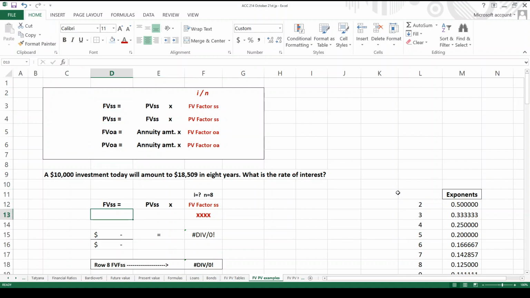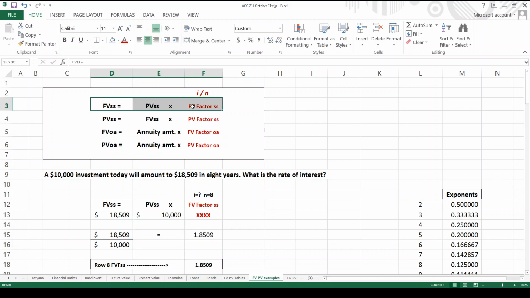So I'm going to put that over here. And what's the present value of the single sum? Well, that's the $10,000 invested today. So what I've done is plug this into this equation here. And the thing I don't know is the factor. So what are we going to do? We divide both sides of the equation by 10,000. And we wind up with this. The 18,509 divided by 10,000 is equal to 1.8509.